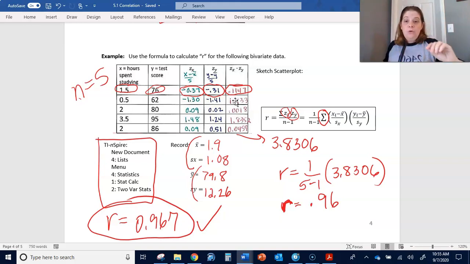So when we're talking about R, I need to be able to compute it, probably not by hand, but by pulling it out of my calculator, and I need to be able to interpret it. This 0.96, I think, okay, that's bigger than 0.8, so that's a strong, positive, linear relationship between X and Y.